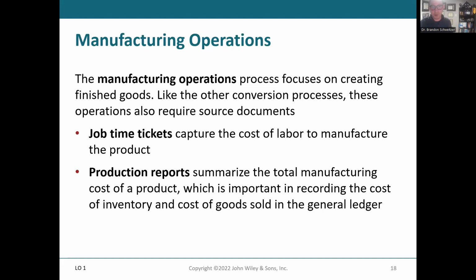And we also look at production reports. The production reports tell us the total manufacturing cost of a product. This is also known as the cost of manufacturing report. And of course, it records all of the materials, labor, and overhead that's going into producing this product.